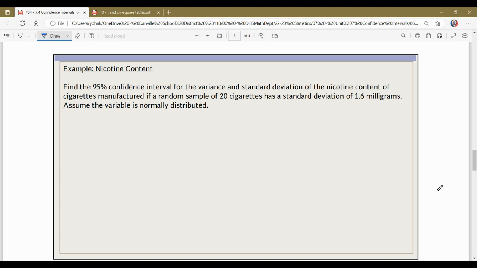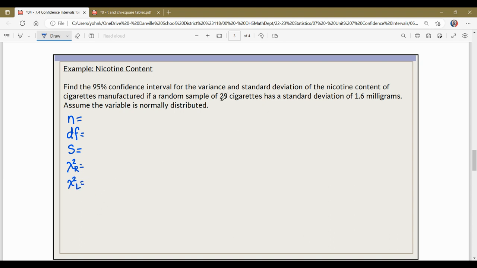All right, here let's do some examples. Find the 95% confidence interval for the variance and standard deviation of the nicotine content of cigarettes manufactured if a random sample of 20 cigarettes has a standard deviation of 1.6 milligrams. Assume the variable is normally distributed. So the formula for finding the confidence intervals requires an n, requires a degree of freedom, requires an s, and also requires a chi-square right and a chi-square left.